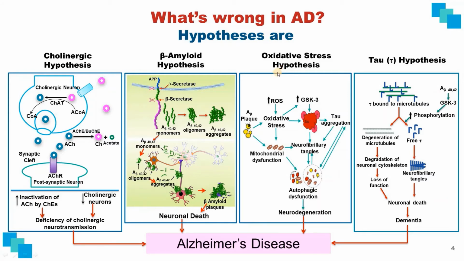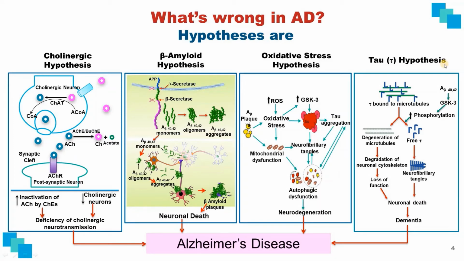Let's move to the oxidative stress hypothesis. The oxidative stress cascade led by reactive oxygen species, shown here, induces mitochondrial dysfunction leading to neurodegeneration. Oxidative stress is also involved in beta amyloid and tau mediated neuronal degradation.